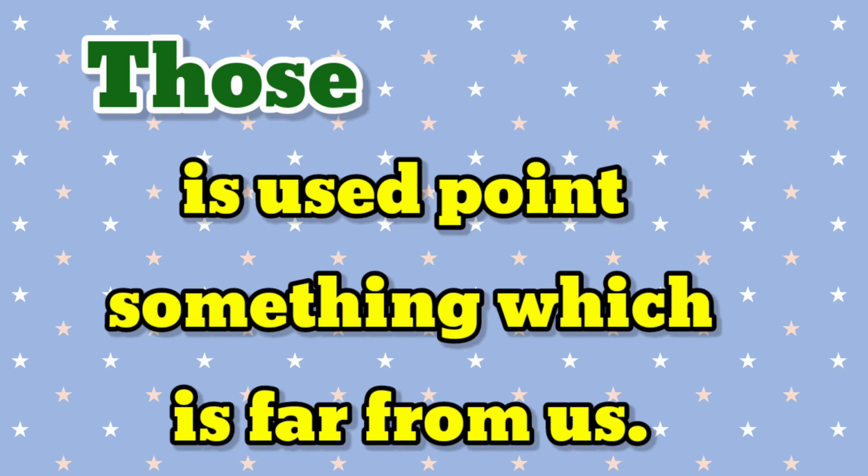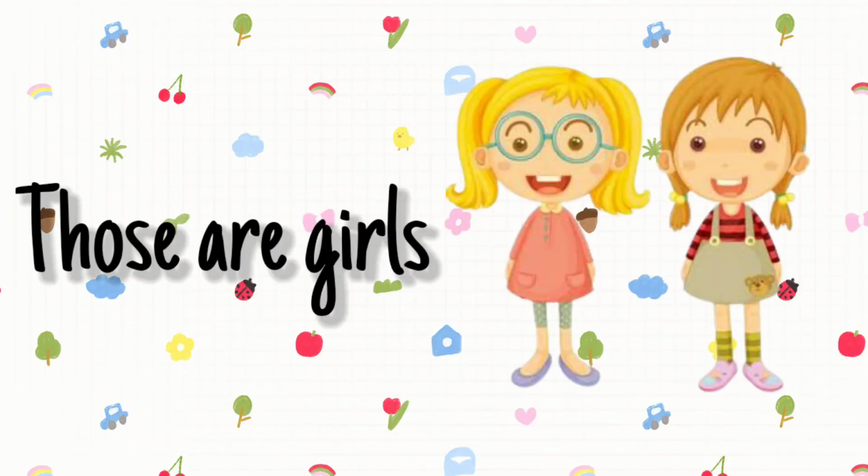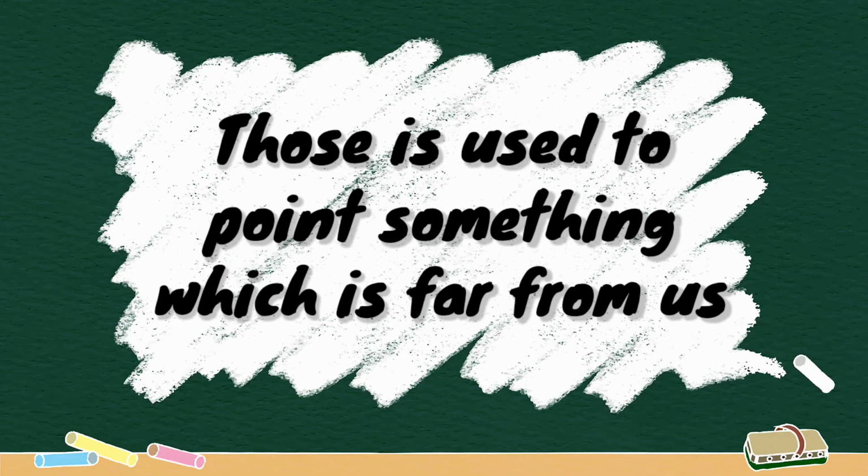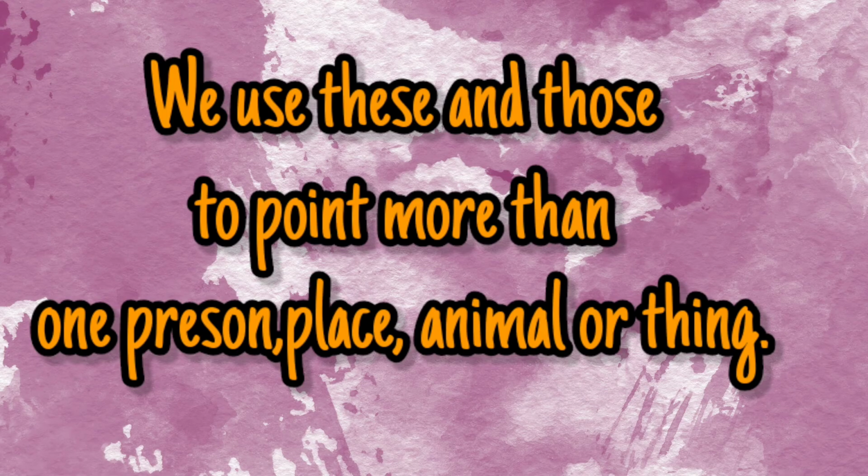Those is used to point something which is far from us. Those are girls. The girls are now far away, so we use those. Those is used to point something which is far from us. We use these and those to point more than one person, place, animal or thing.